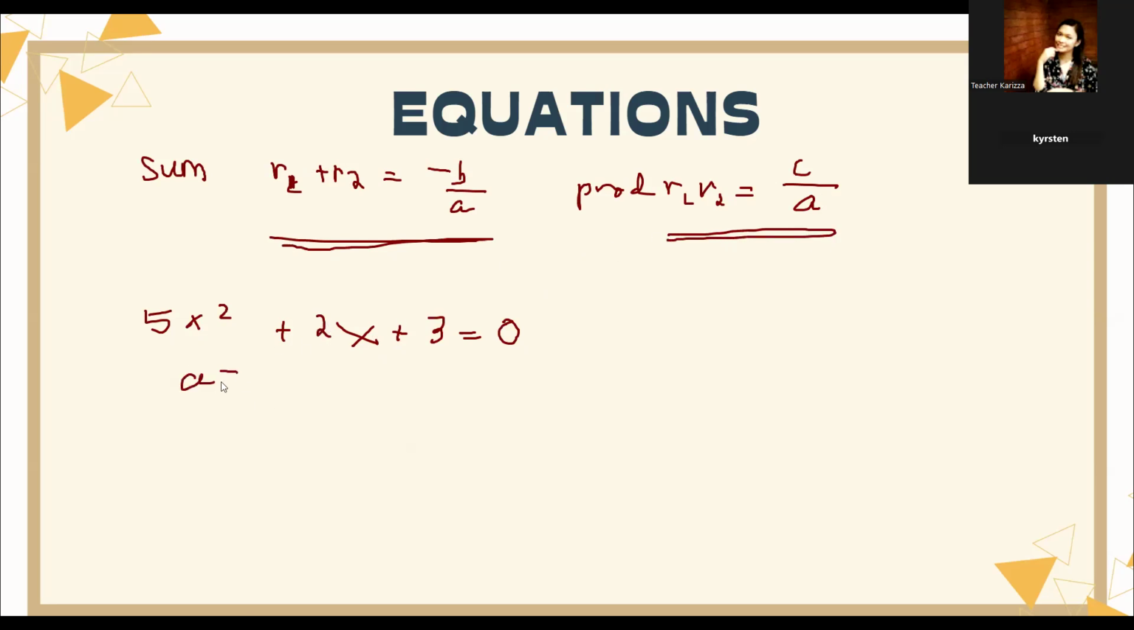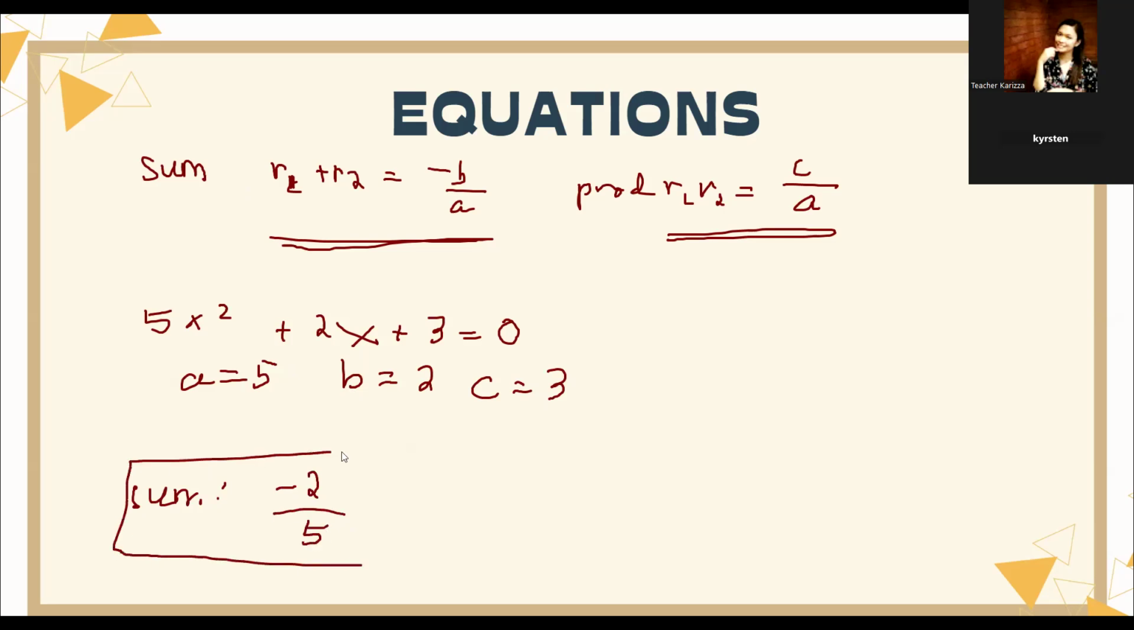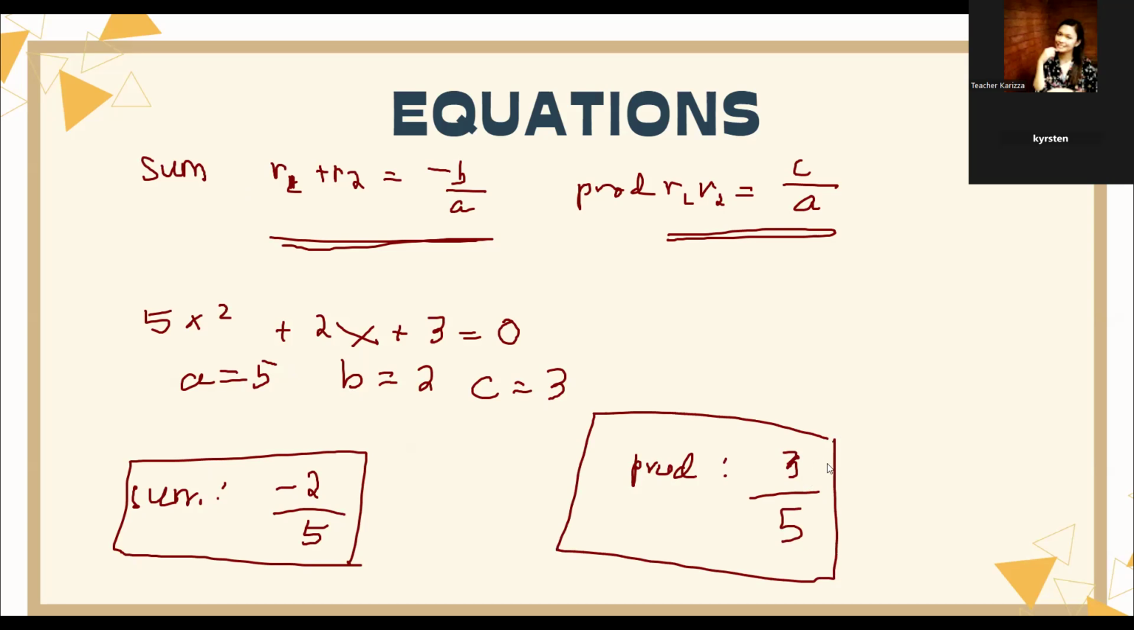So identify A is 5, B is 2, C is 3. The sum is negative B over A. Done. And then the product of the roots is C over A, 3 over 5. Yun na yung shortcut, no?